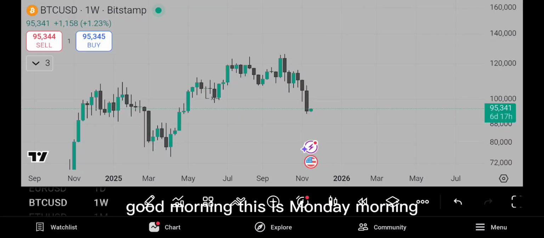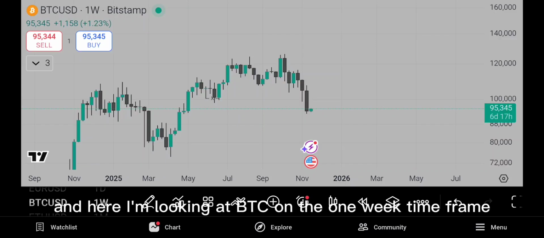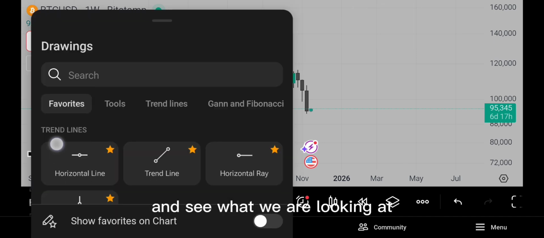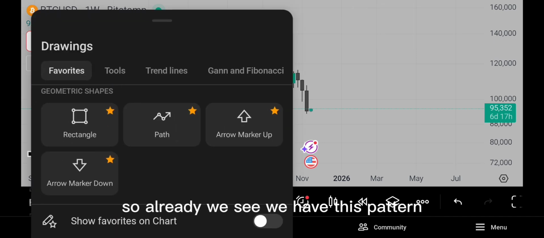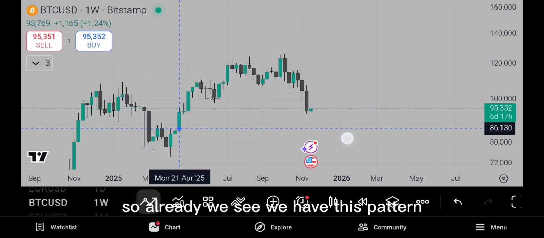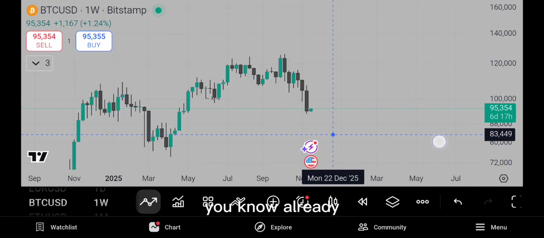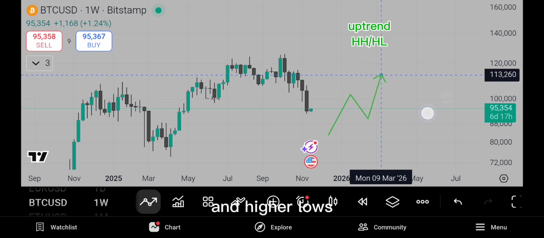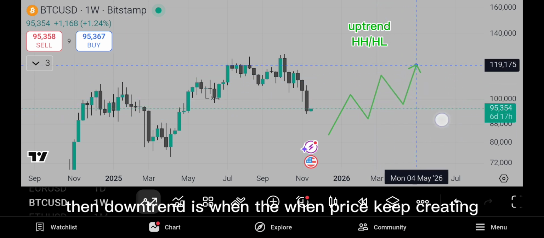Morning, this is Monday morning, and here I'm looking at BTC on the 1 week time frame. So let's do a little analysis and see what we are looking at. Already we see we have this pattern. We know an uptrend is when the market is creating new higher highs and higher lows.